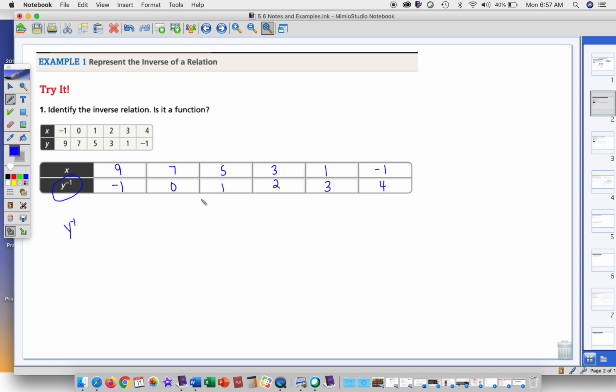So is this a function? If we look at all of the x values, again, all of the domain elements are different. So if they're different, then the answer is yes. It's automatically a function because there's no repeated domain elements.